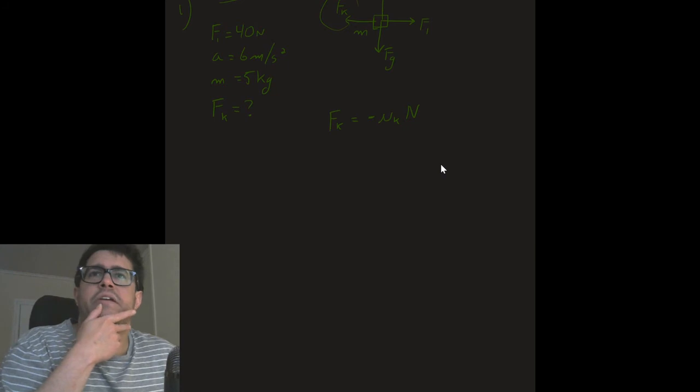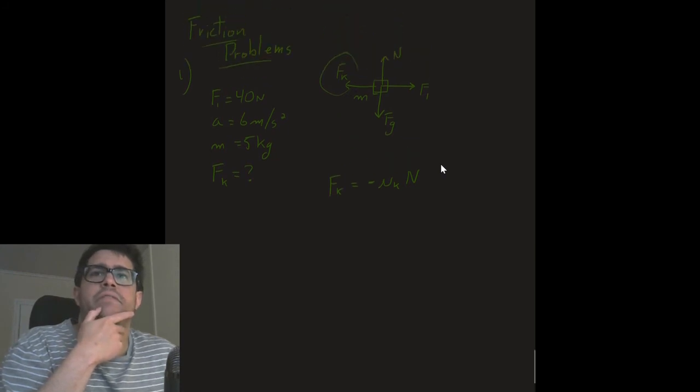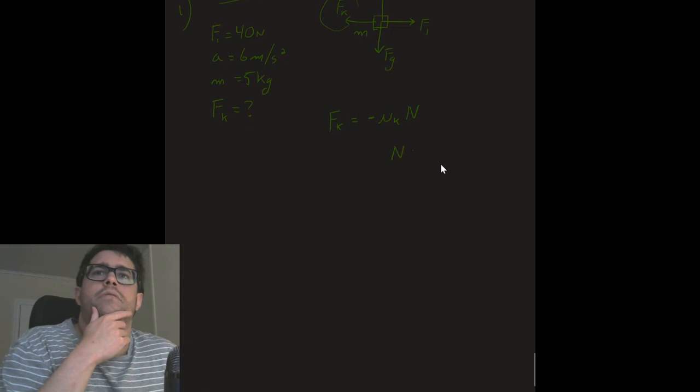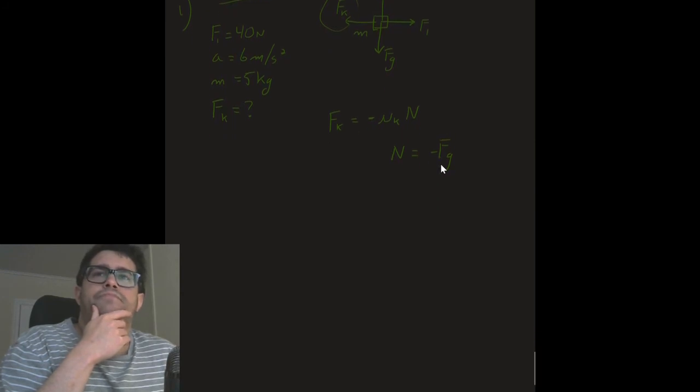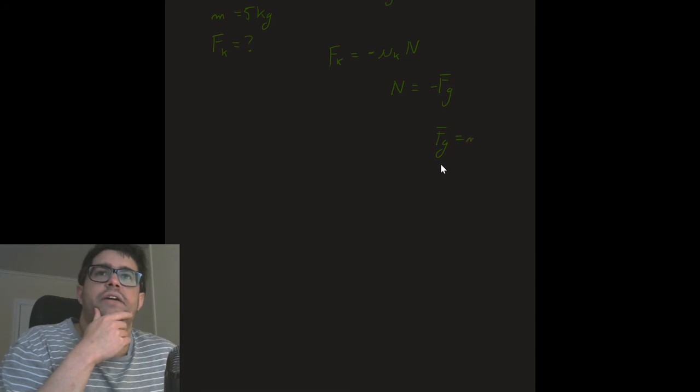We don't have n. Can we find n? Yeah, we could say n simply is negative Fg because it's equal in value to Fg. And we know what Fg is, right? This is how I used to do the physics. Fg is mg. Fg is 5 times minus 9.81. Fg is minus 49.05.